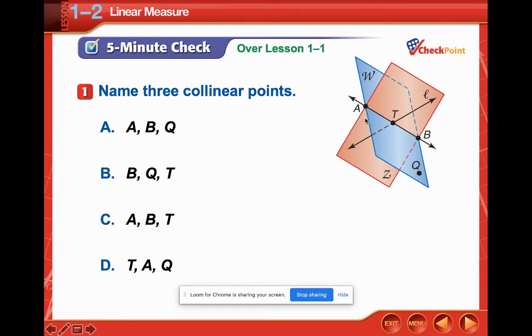Let's double check and make sure we're right. So it's A, B, T. And look, A, B, and T are all on this line right here. So they are collinear. So C has to be our correct answer. Hopefully you managed to get that one correct.